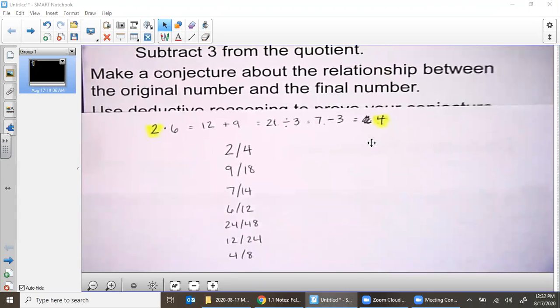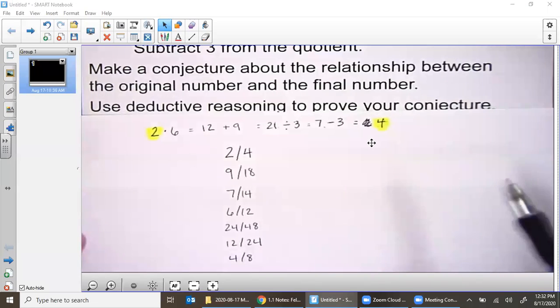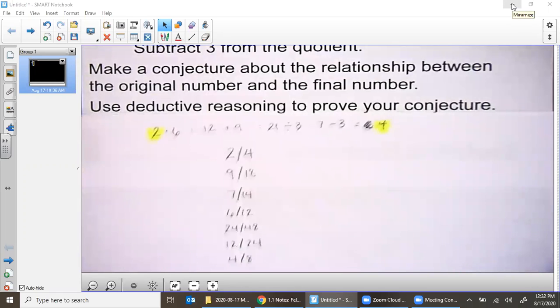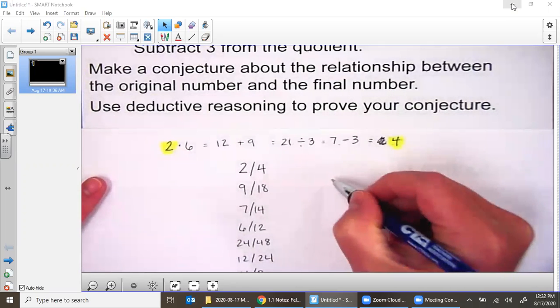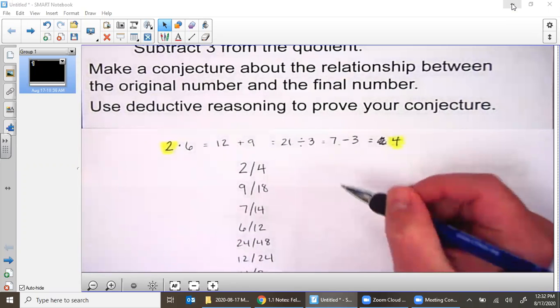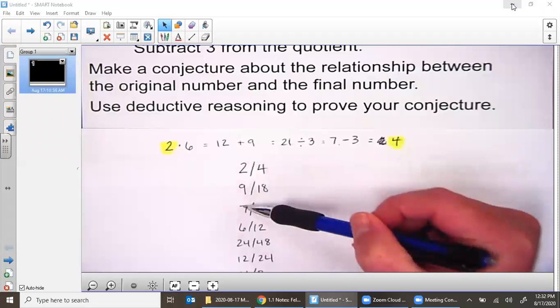So what do you think the relationship is between the original number and the final number? Doubled, multiplied by 2. Okay, good. So which number is doubled? The original number. So our conjecture would be that the original number is doubled to get the final number, or you can say the final number is twice as much as the original number.